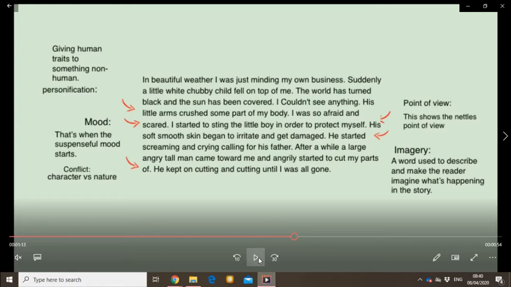And the imagery that she used was words to describe and make the reader imagine what's happening in the story. So she used a lot of adjectives and verbs to make the story far more interesting. So this is a clever idea if you want to analyze your piece of writing and stick it into your presentation. Again, this is only one way of doing this, but it's a good example as to what is expected of you.